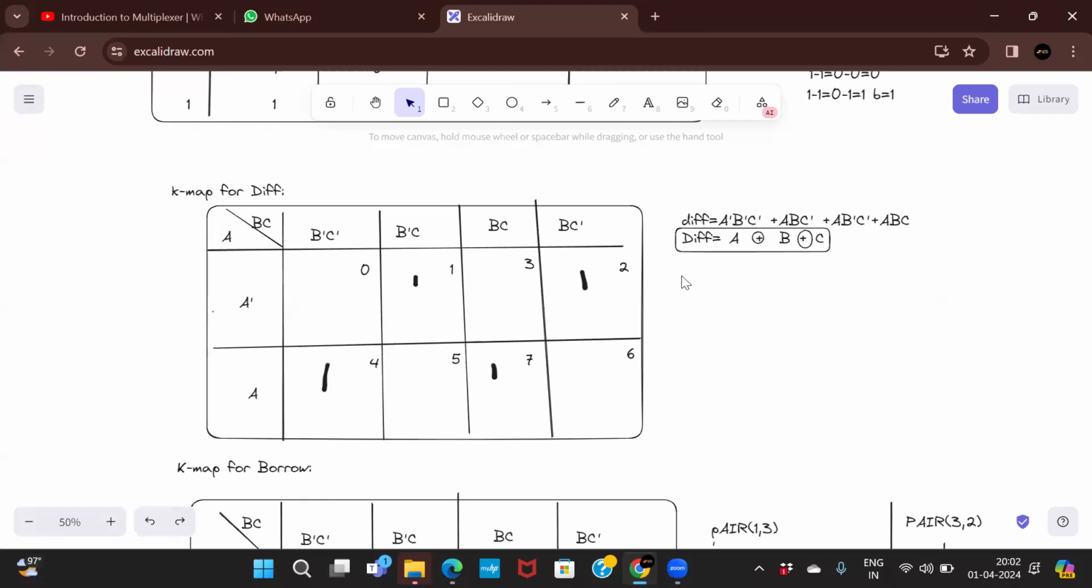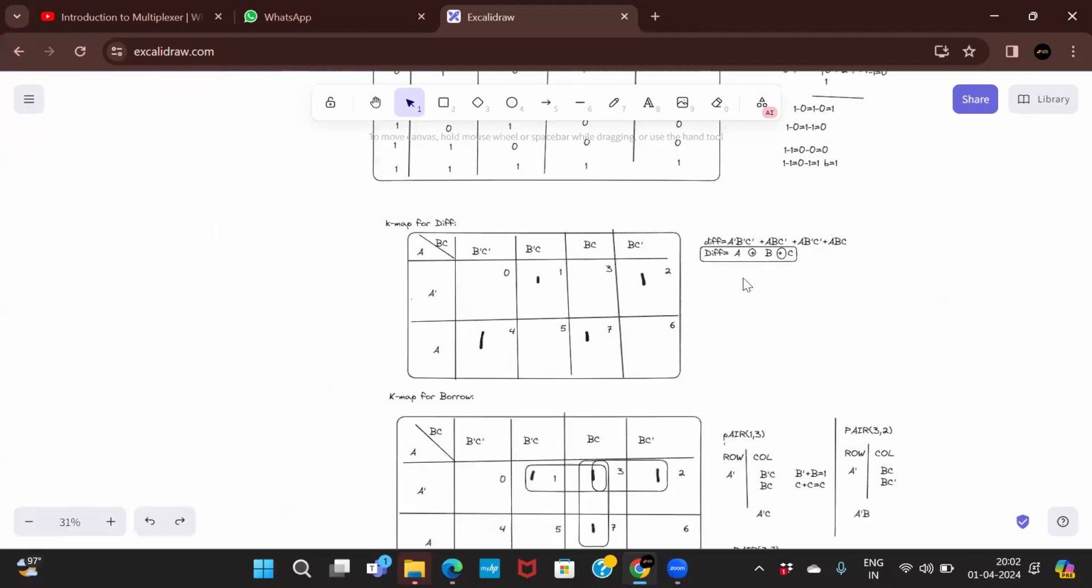After simplifying the expression, we'll get A XOR B XOR C. For the time being, I just wrote it directly. Just see it once. I'll check it. It is the same as the full adder.